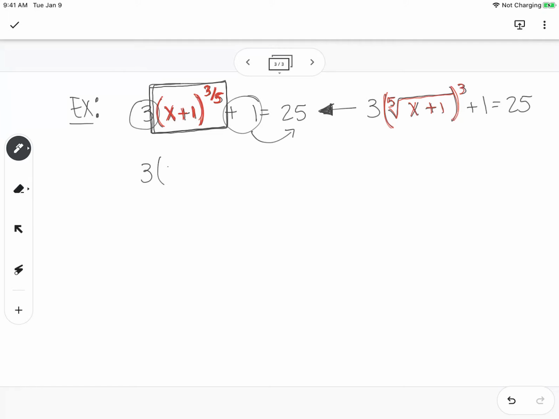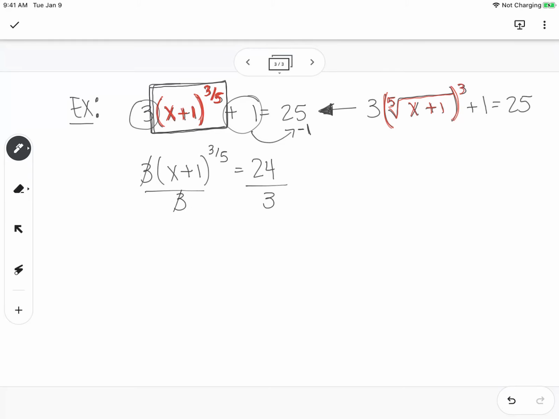So I get 3 times (x plus 1) to the 3/5 equals 25, and remember when you're moving this 1, you're going to subtract it. So that's 24. You with me? Okay, now I'm ready to move this 3. This is 3 times the (x plus 1). So to undo times, we are going to divide.